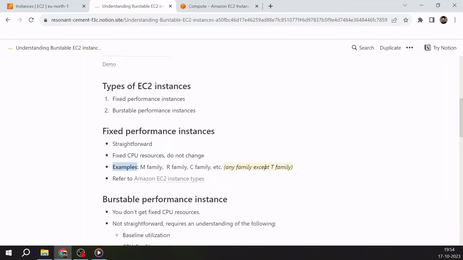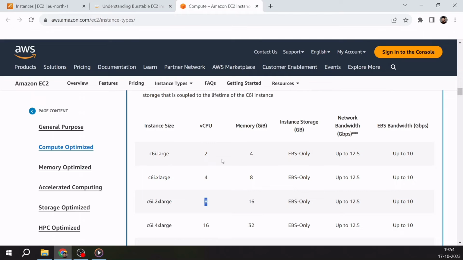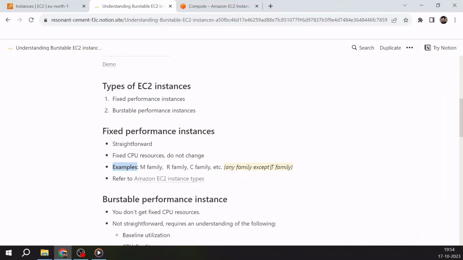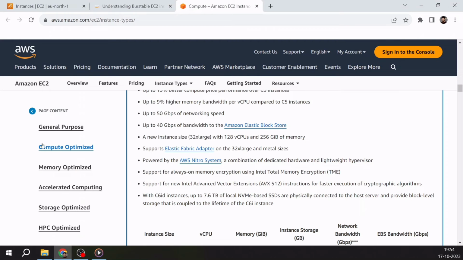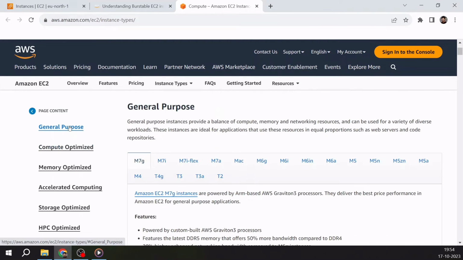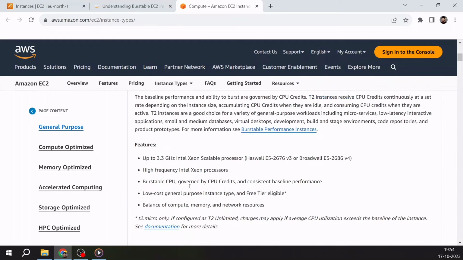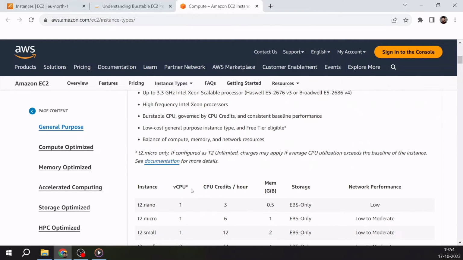Example: all the instances which we can see here are fixed performance instances, except the T family, and this T family comes under general purpose. So there are two types of family, M and T. All these T4, T3, T3A, T2 instances are basically burstable instances.